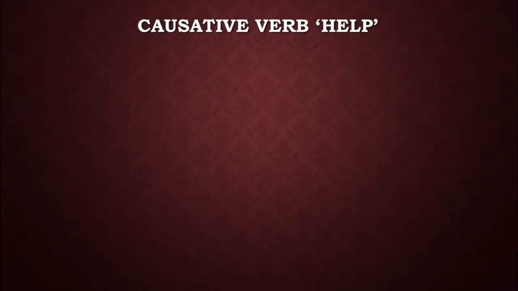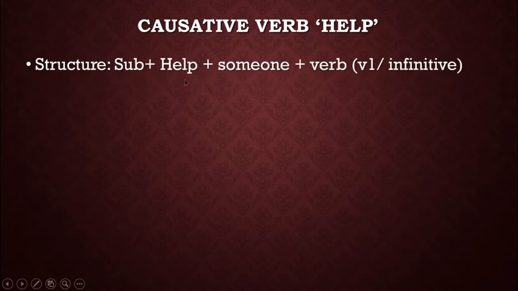Here we have another causative verb, help. When help is used for making someone do the work, we have to use this structure: subject, help, someone, verb. You can use two types of verb here: the base form of the verb, or the infinitive form. If you use either, the answer will be correct, no problem.